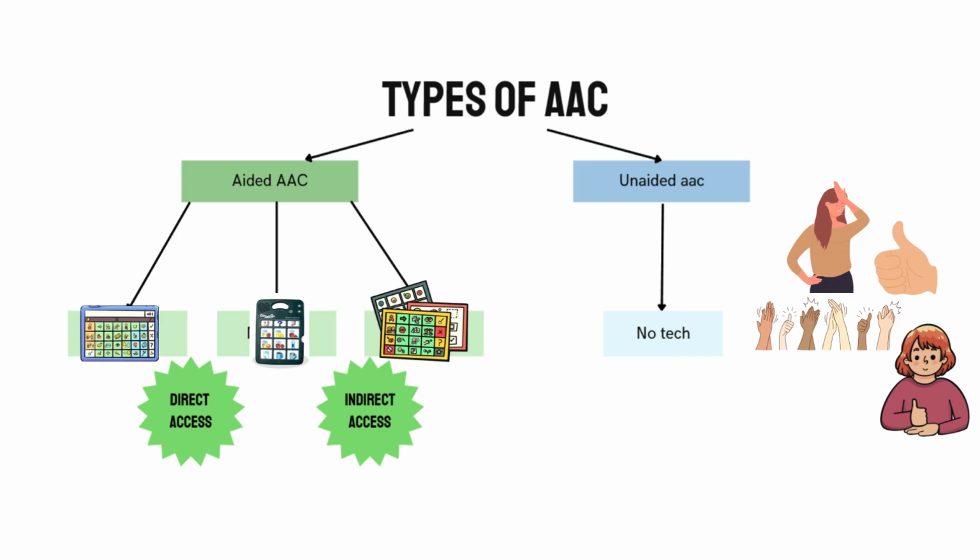And across the board for all three of these, there are two different ways of accessing. There's direct access, which means that a person uses a part of their body or a tool to select a button on the device. Whereas indirect is when a person selects a specific target from a group of choices. A lot of times you'll see this with switches.